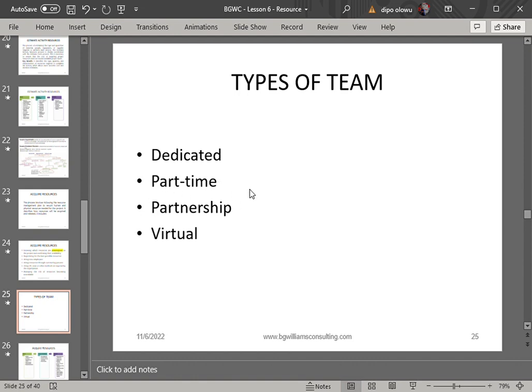Then we have the part-time team. There are some people you want to bring on board that you don't want to be totally involved in the project, but rather they can share a little portion of their time on the project. That becomes a part-time team. And then partnership and virtual teams. All these are various kinds of teams that can be acquired.